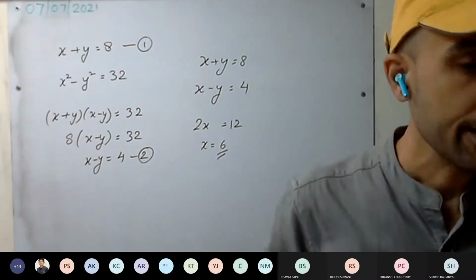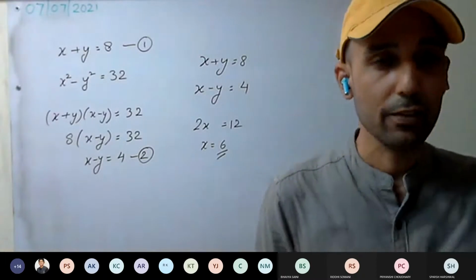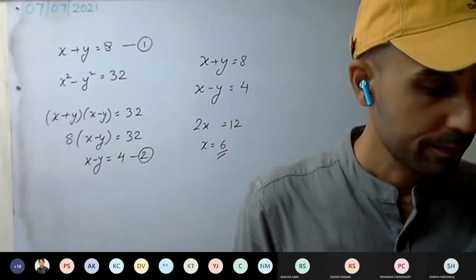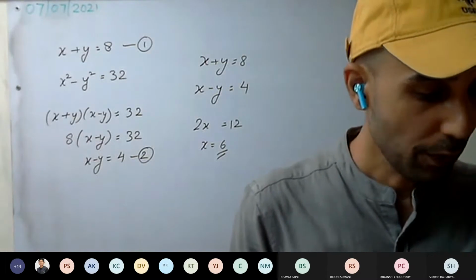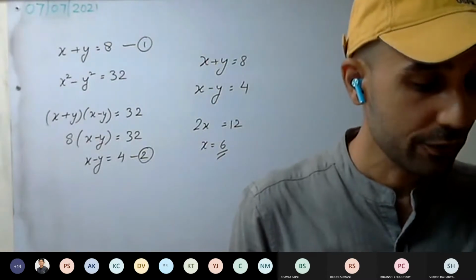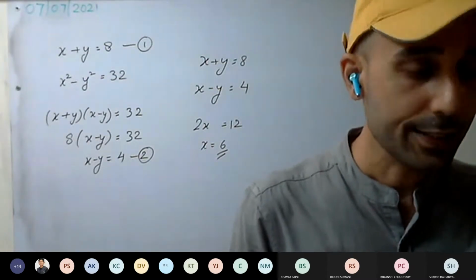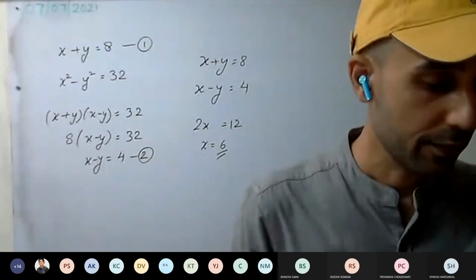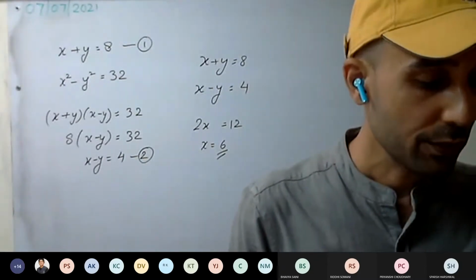Okay, try this one. Try to form the equations. The difference between two positive numbers, x and y, is 4. It is already provided that x is greater than y. So everyone, we have to take x greater than y. Form the first equation.